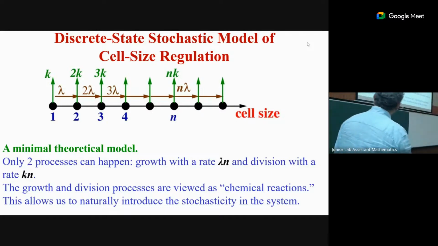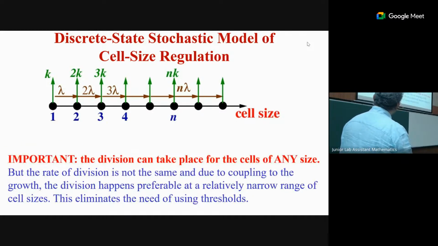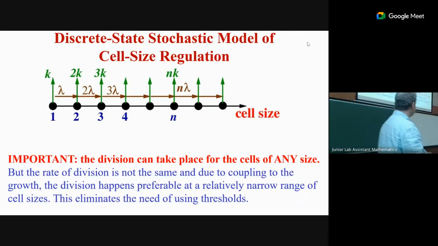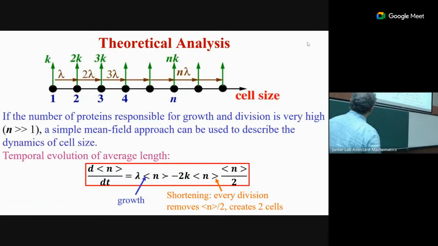You can say that growth happens with rate lambda, where lambda is a rate constant, and division happens with rate k, where k is a division rate constant. The important thing is that division in principle can take place at any size, but as I will show you, there are only preferred sizes where it's happening, though in principle it can happen anytime. There is no need for a threshold; it will come naturally.